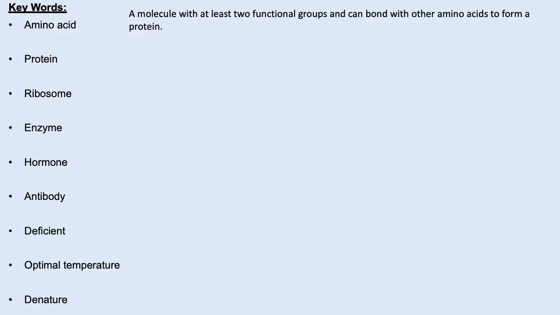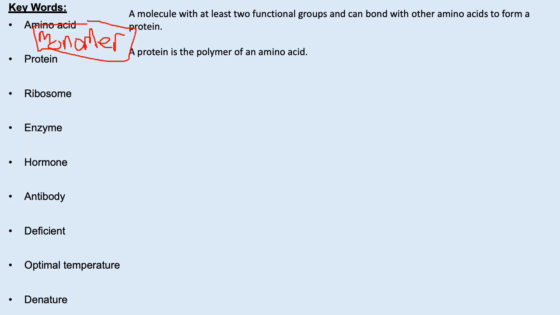So we've got amino acid, which is a molecule with at least two functional groups and can bond with other amino acids to form a protein. So an amino acid is a monomer, and a protein, therefore, is a polymer. Remember we looked at them before in the carbohydrate and lipid lessons. The protein is the polymer of an amino acid. The monomer, remember, is the simple form, so it is the building block of a larger molecule.